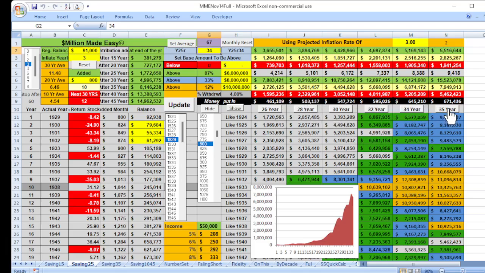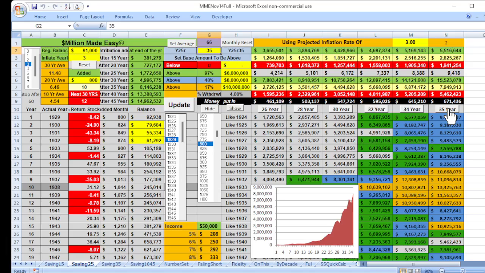Let's look at the 35-year column. That's when he's age 67. He would have put in these amounts over the years. He'd put in 671,000. And the worst case scenario, he'd have 5.462 million.